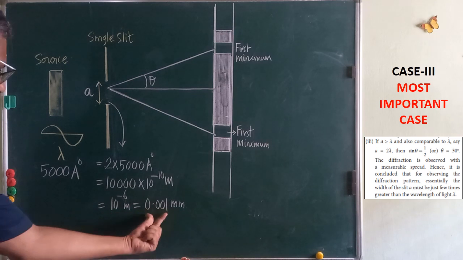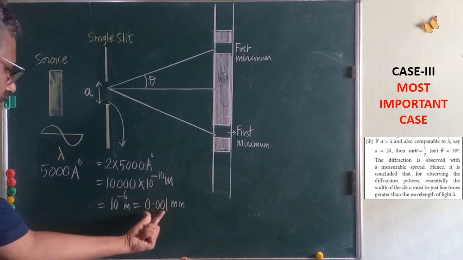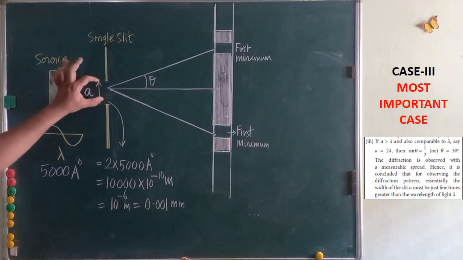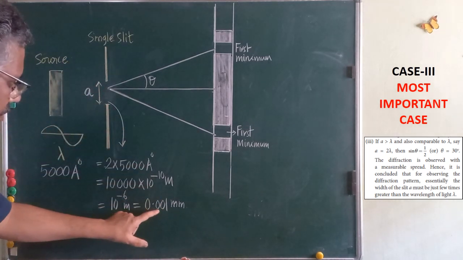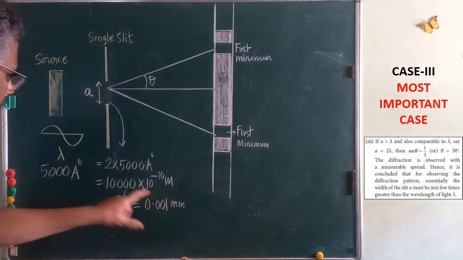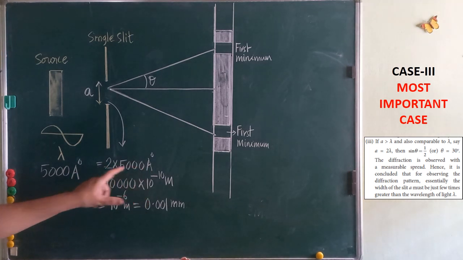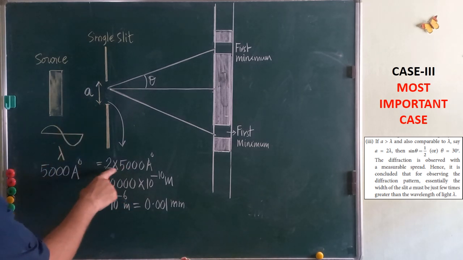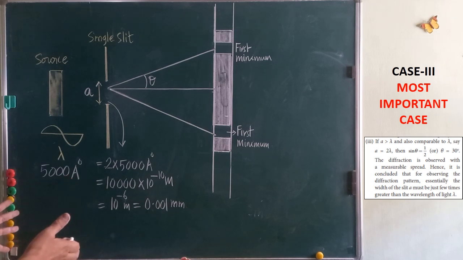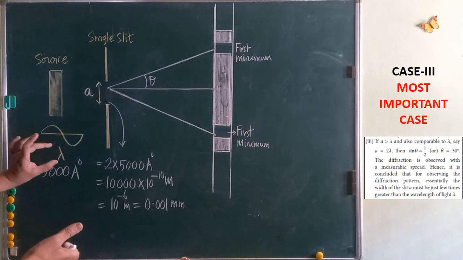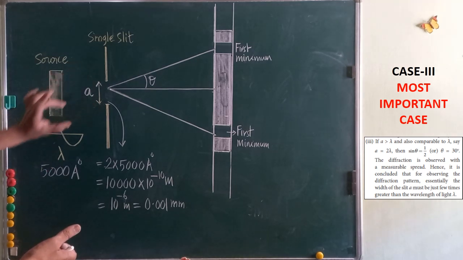This one could be written as 0.001 millimeter. So this one must be the width of the slit. The width of the slit is how much? 0.001 millimeter. This is equivalent to 2 times of the 5000 Armstrong unit. Are you clear? That is 2 times of the wavelength. Here A is 2 times of the wavelength. It shows that which one is greater? A should be greater. A is greater than lambda. That is, width of the slit is greater than lambda.